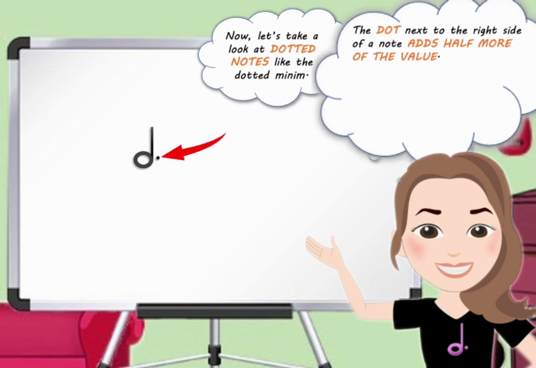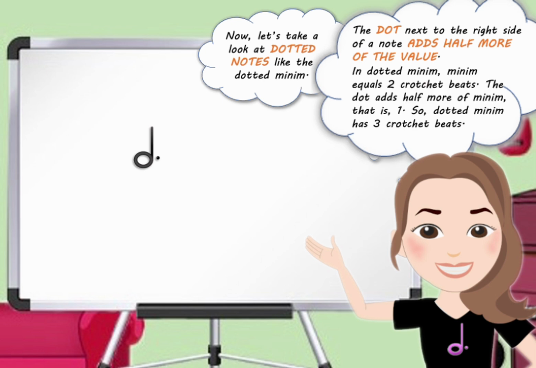The dot next to the right side of a note adds half more of the value. In dotted minim, minim equals 2 crotchet beats. The dot adds half more of minim, that is, 1. So, dotted minim has 3 crotchet beats.